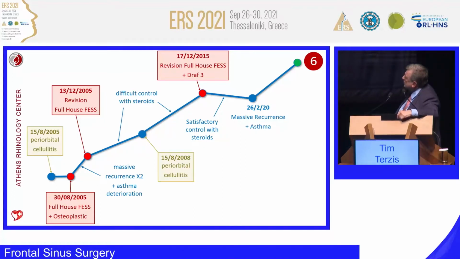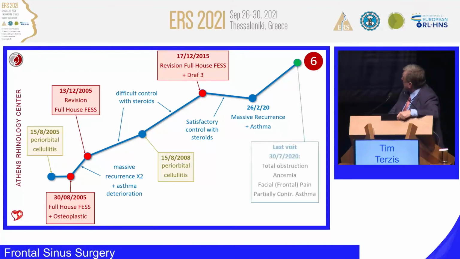He did well for a short while, but then he had massive recurrences, which forced us to do another operation very close to the previous one. So up to now, he's had 3 operations. The last one was a Draf 3 and revisual full house FESS in 2015. And 5 years after that, he had another massive recurrence, asthma exacerbation, and we came to the last visit.